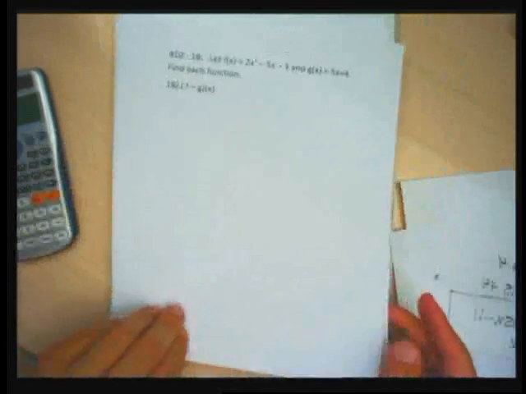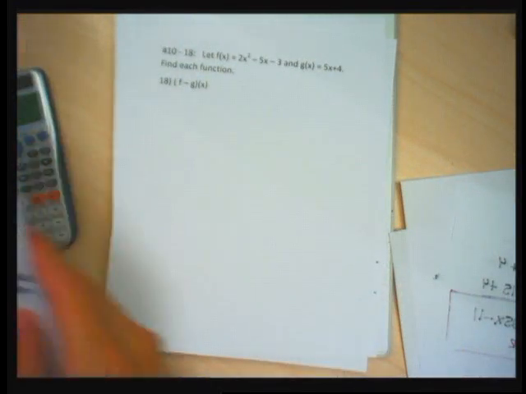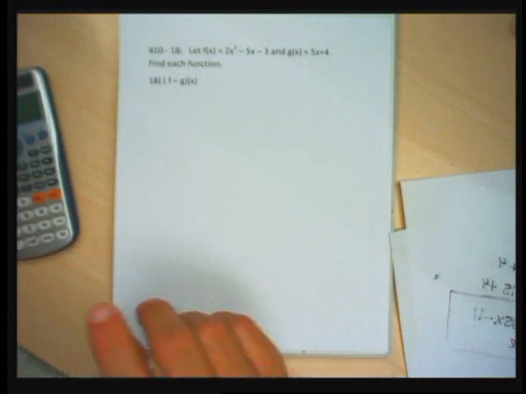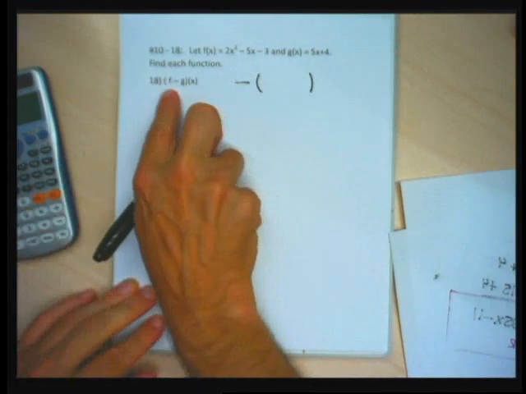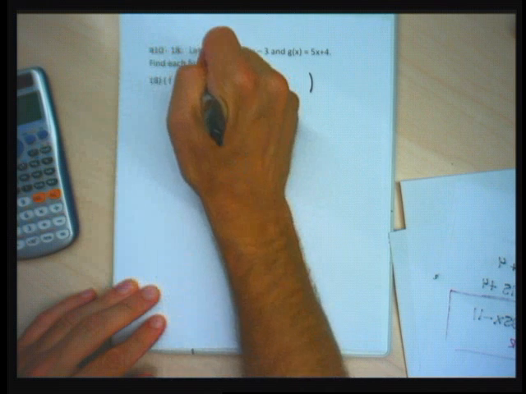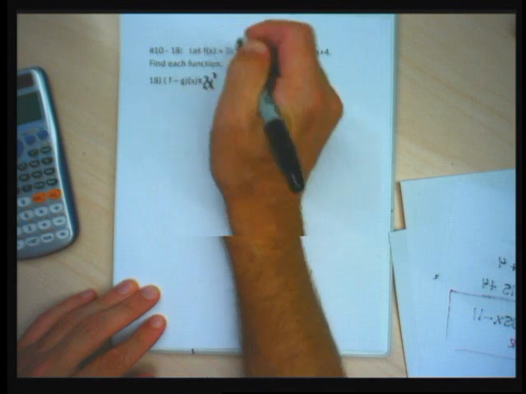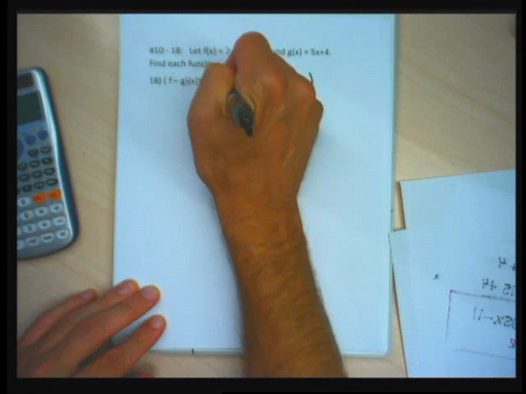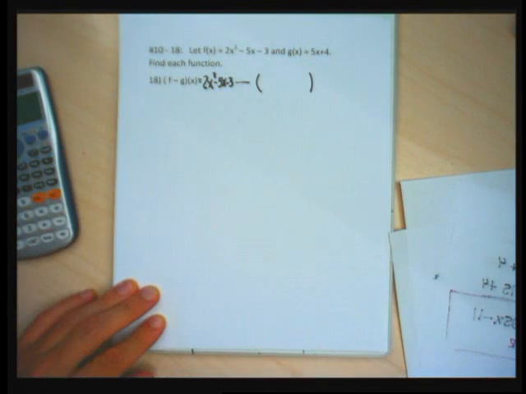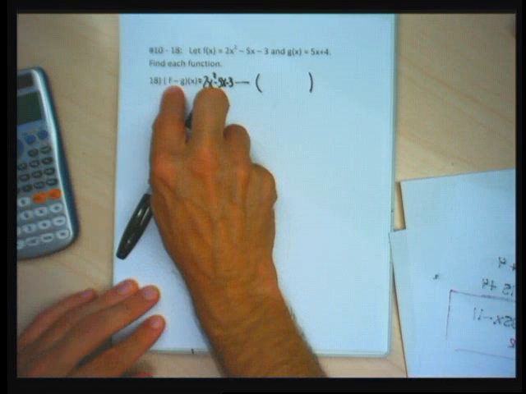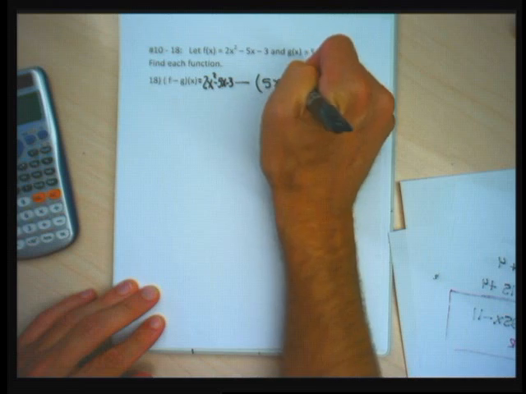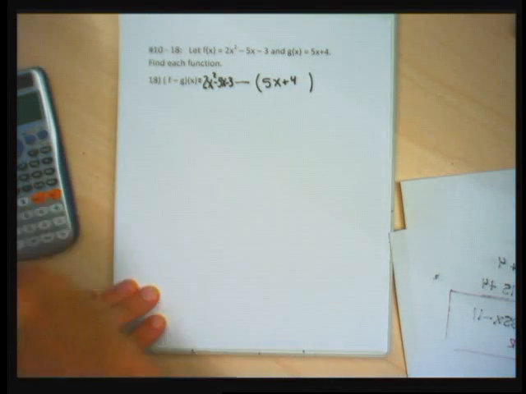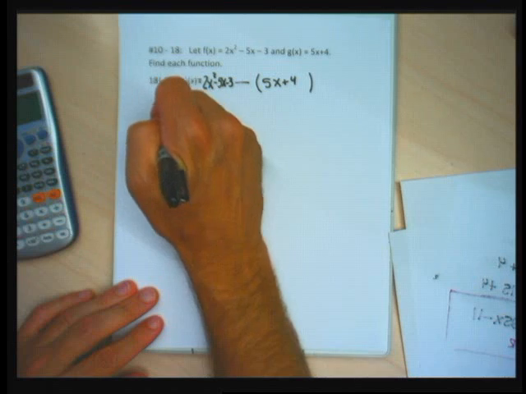18's a minus, and in my minus template, I know I need a parentheses after the minus sign. So to do f minus g of x, I start off minus parentheses. First, I'm going to put the right side of the f function. So I'm going to go equals 2x squared minus 5x minus 3. The minus sign from the problem, and then the g function inside of parentheses that has a 5x plus 4. Now I'm going to get rid of the parentheses.